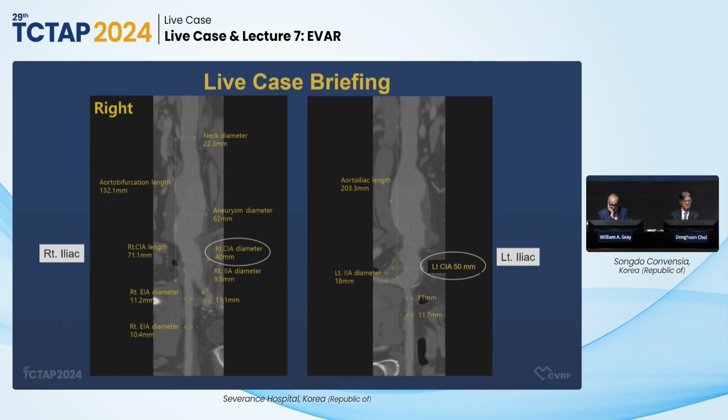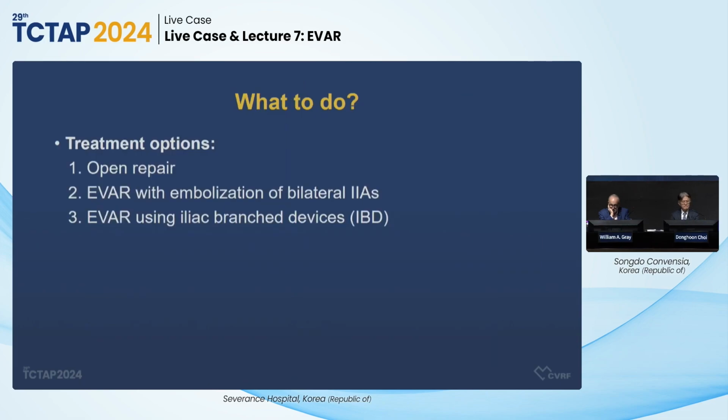Next slide. This is the reconstruction image of both iliac arteries. The proximal neck diameter was about 22 millimeter, and both common iliac arteries show aneurysmal findings. For the internal iliac artery, the left side shows about 18 millimeter, an aneurysmal finding, while the right side shows 9.5 millimeter diameter, relatively normal. Both common femoral arteries were shown to be good. Next slide. This is the treatment option for this patient.